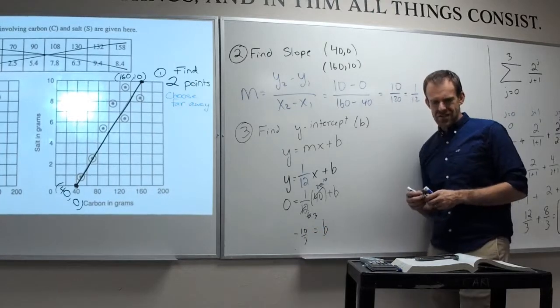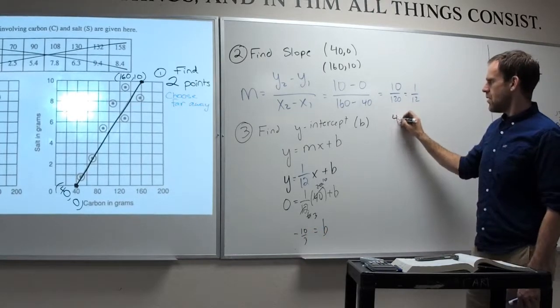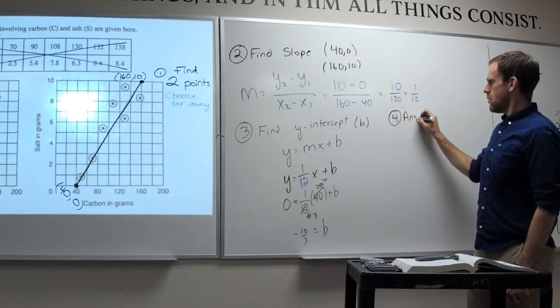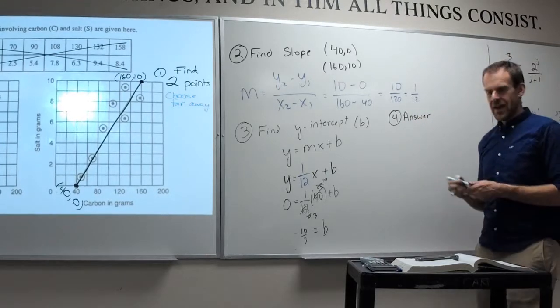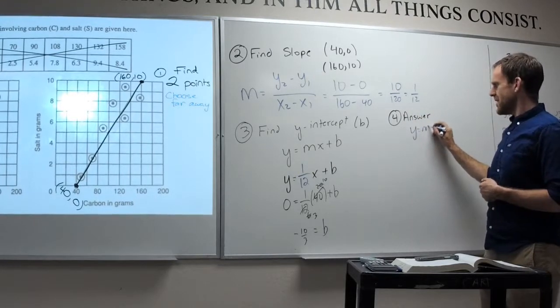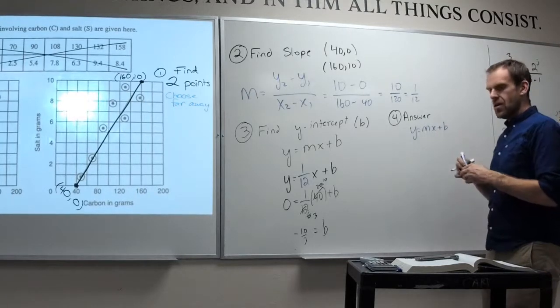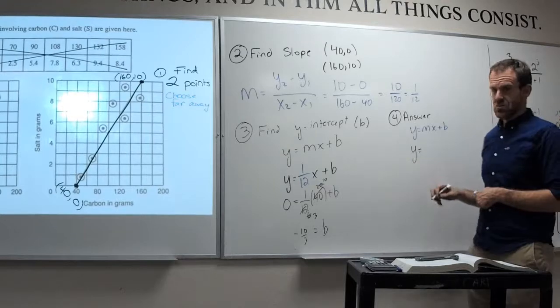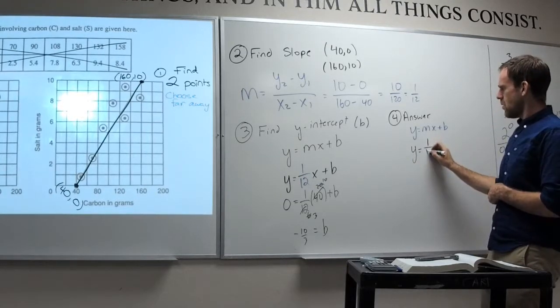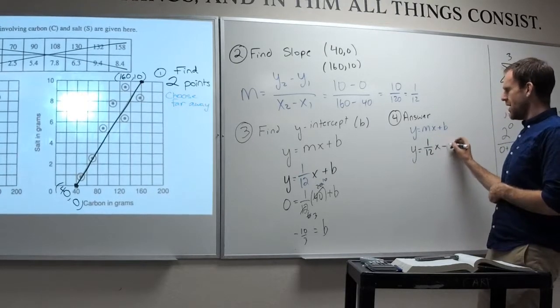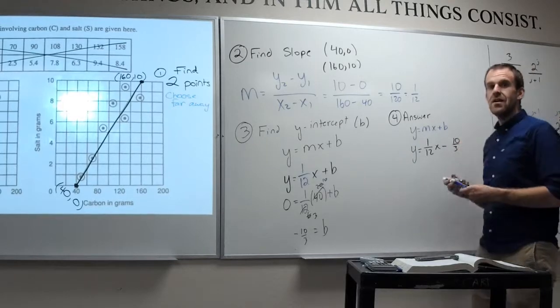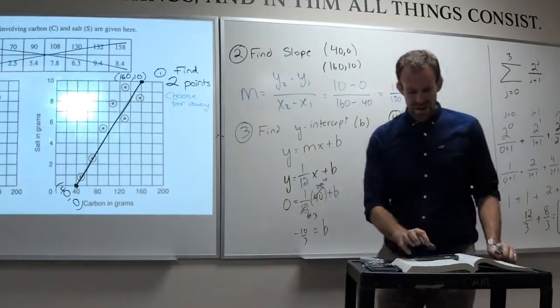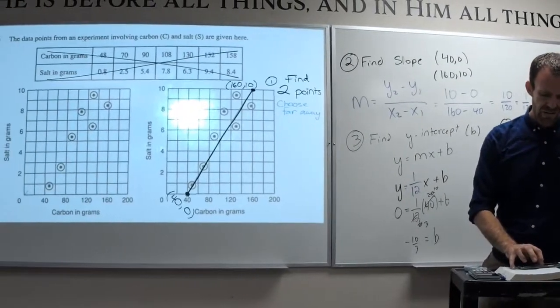So our final answer again is going to be in y equals mx plus b form, and is going to be y equals our slope, which was 1/12, x minus 10 thirds.